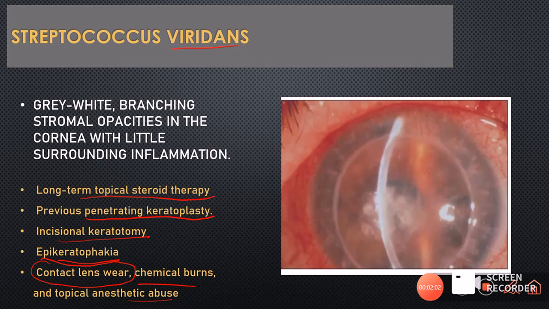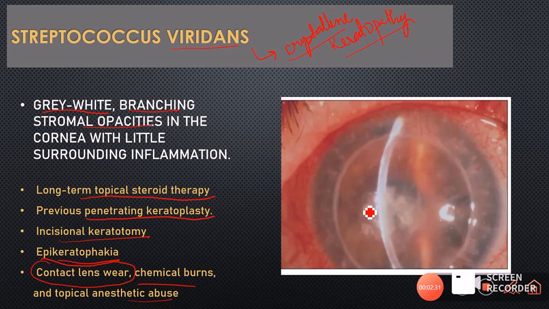chemical burns, patients who use topical anesthetic for a long time, those people are more prone to getting Streptococcus viridans. And the type of ulcer which we get in Streptococcus viridans is called crystalline keratopathy, right? So it's a name given to the specific keratitis caused by Streptococcus viridans. The reason it is called crystalline is because we will have grayish white branching stromal opacities in the cornea with very little stromal inflammation.